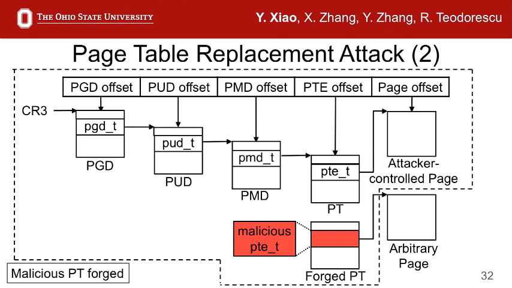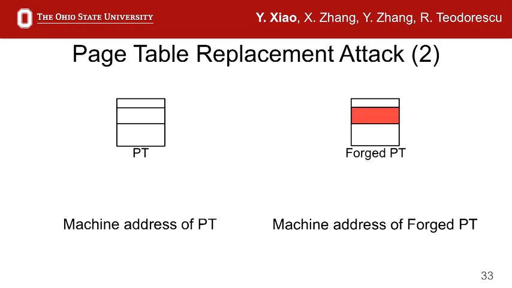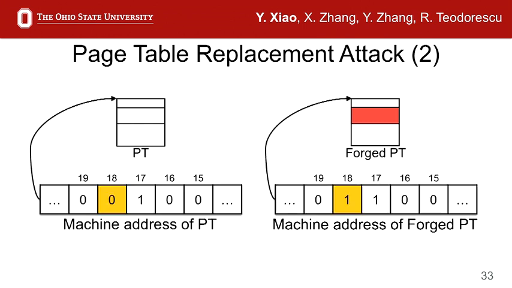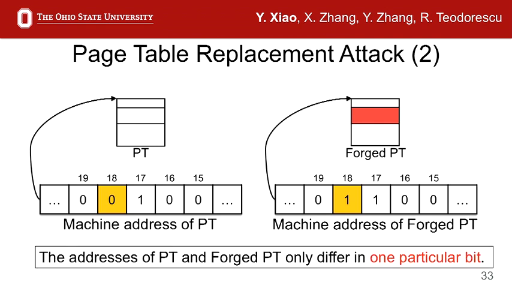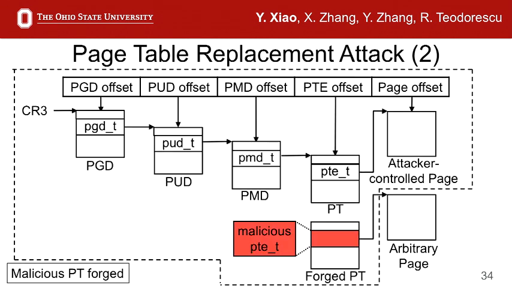The first step is to forge a last level page table where the entry is pointing to arbitrary page regardless of whether it is controlled by the attacker. The most important trick here is that the forged PT has the same machine address as the original PT except one single bit in a specified position. For example, on the screen, the address of PT and forged PT only differ in bit 18. The reason to choose bit 18 will be soon explained. Let's go back here and move on to the next step.